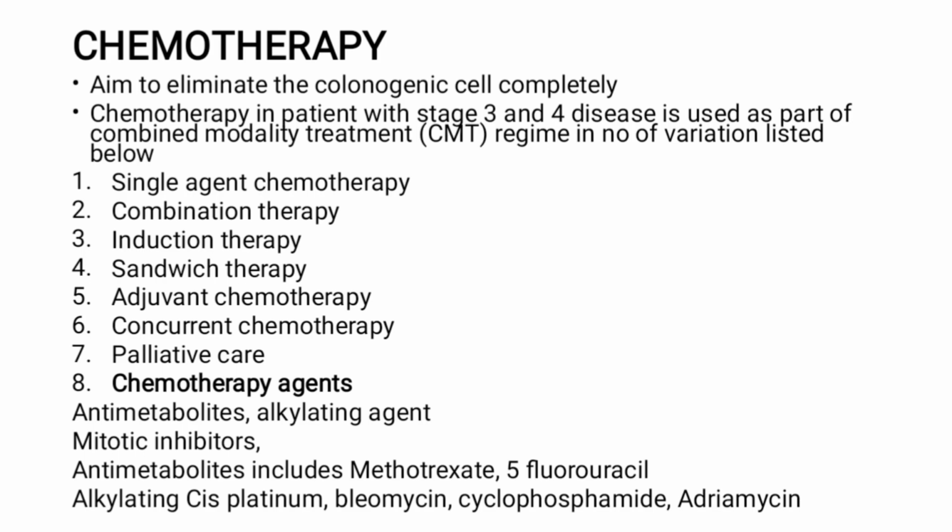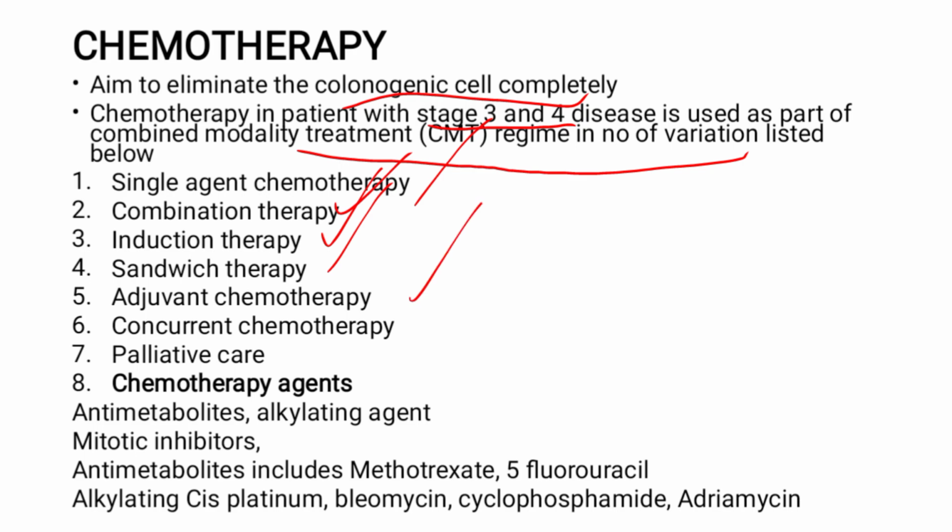Chemotherapy is given in advanced lesions. It eliminates the clonogenic cells completely. It is given in stage 3 and 4. It can be given as combined therapy in a number of variations: either single chemotherapy, combination therapy, induction therapy, sandwich, adjuvant, and concurrent chemotherapy, and palliative care. Chemotherapy basically consists of antimetabolites and alkylating agents that you give to the patients.